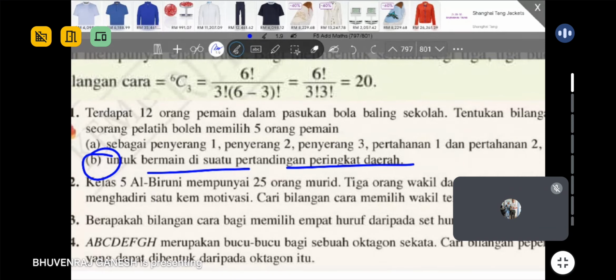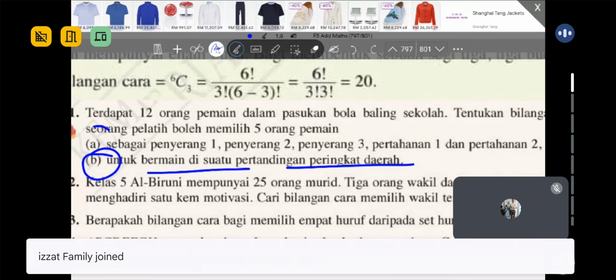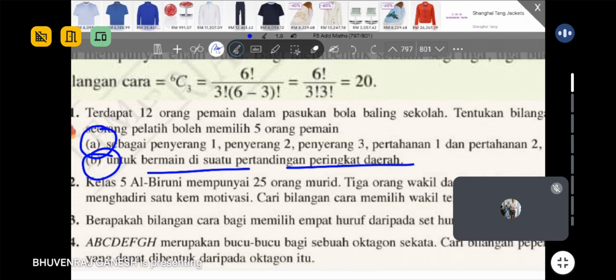Guys, try to see the difference between question A and question B. Okay? Question A is very specific. Okay? They give you specific number. Question B is general. They say they want to choose a team for the match. Can you see it? So that's why the specific one, we always use permutation. The not specific one, we use combination. Understand? Okay, so specific, pilihan, tak specific, gabungan.